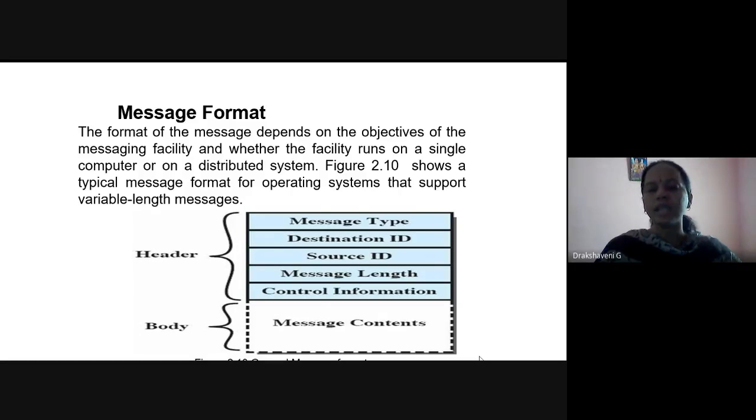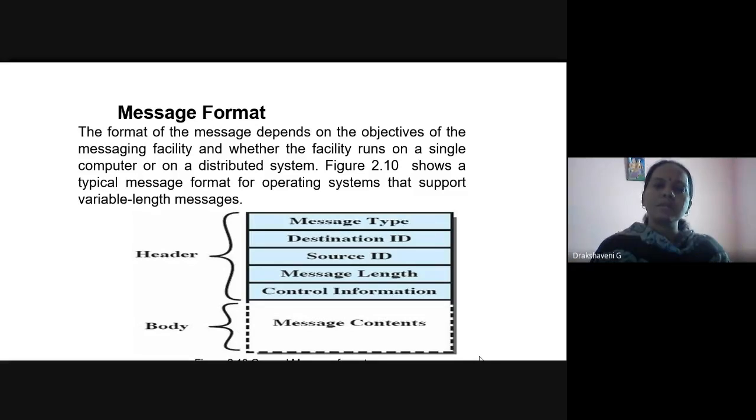In the same way, the source ID. If I want to send a message to you through WhatsApp, I should have my own number. That's the source ID. Message length depends on whatever length you give. It can start from one word and go up to a complete length; the length may be varied. Then control information, which depends upon what type of control we have to do.